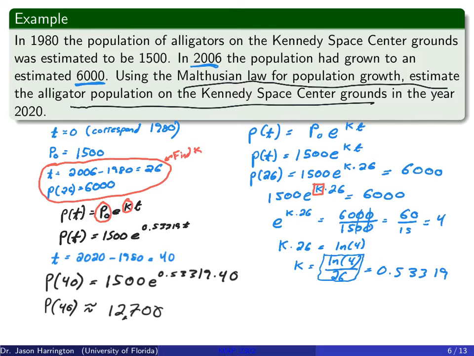Now what's cool is that they haven't collected the data yet for the Kennedy Center. So I'm kind of curious to see how close this is, right? I may have used, 20 years may be pushing it for the Malthus model, but it'd be interesting to see how close it is.